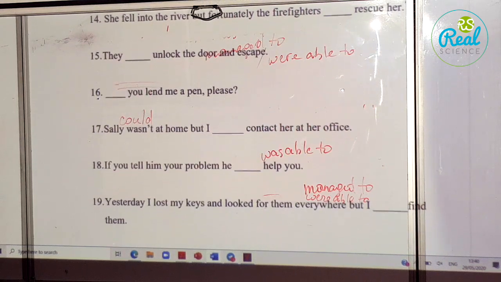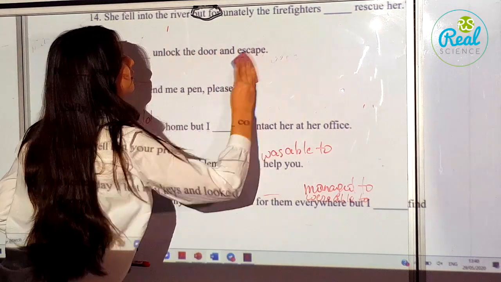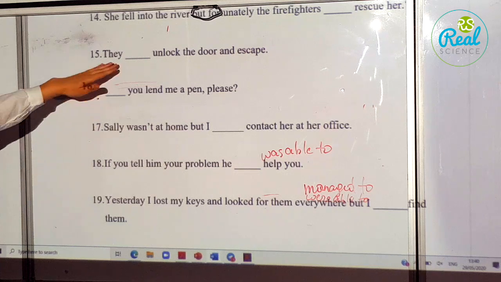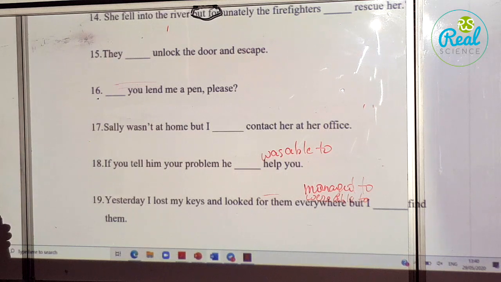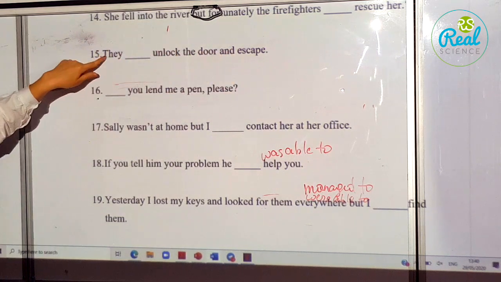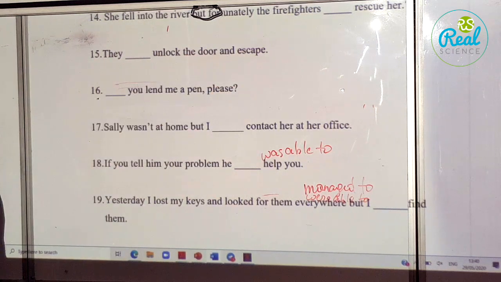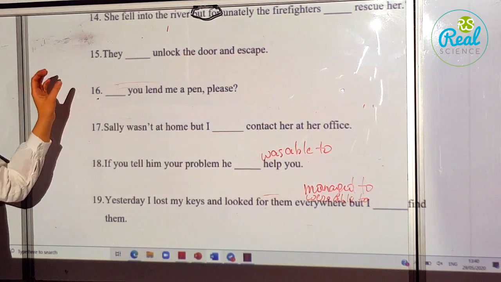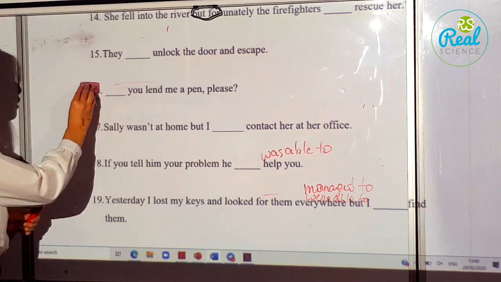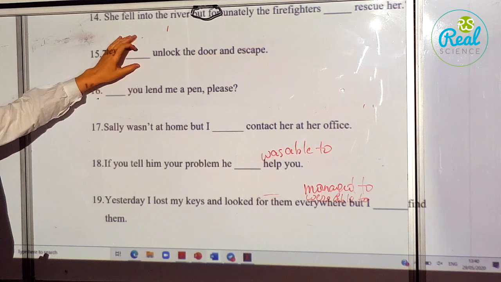Let's continue. Can we stop at 14? No, 15. Okay. Let's read. "They managed to unlock the door and escape," or "they were able to unlock the door and escape." Okay, both of the options are correct. So they were able to and managed to, both of them.